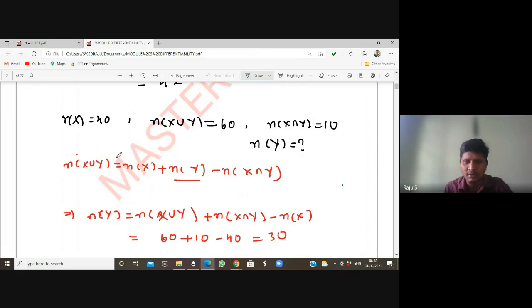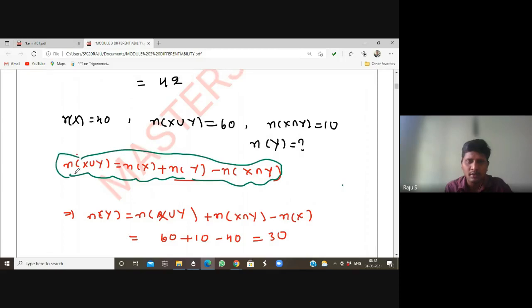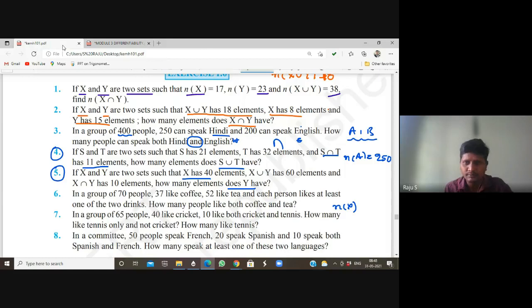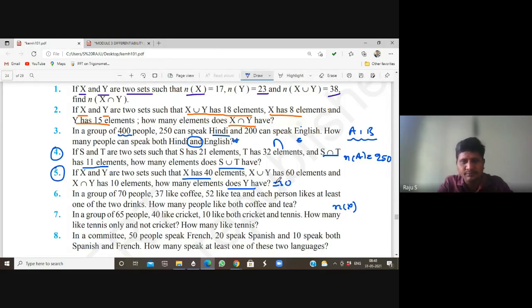Any doubts? Again, the same formula. Only one formula you have to remember. From that, I have written n of Y. The answer will be 30. Next.